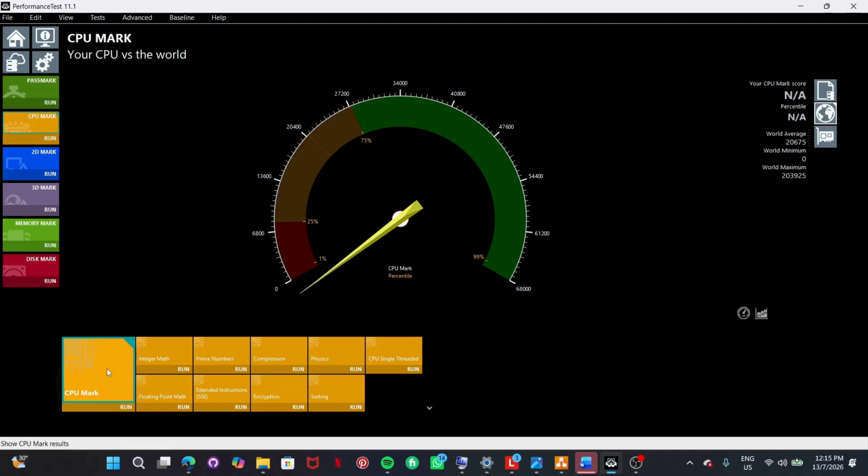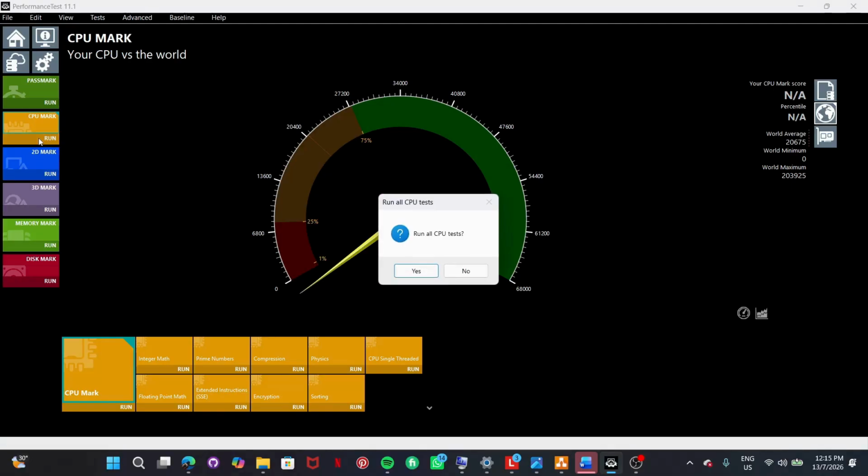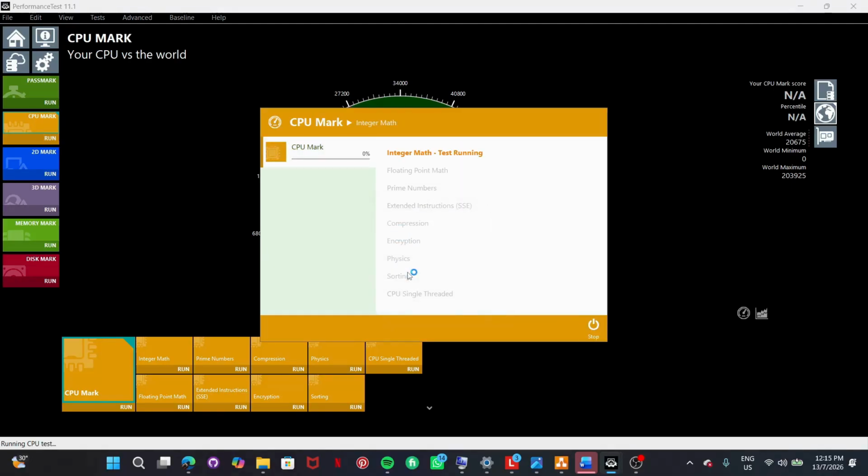The integer math benchmark evaluates how efficiently the computer performs arithmetic and logical operations. These operations are handled mainly by the arithmetic logic unit, or ALU. The floating point benchmark measures the performance of the floating point unit, or FPU. Floating point calculations are more complex because they involve decimal values, exponent alignment, normalization, and rounding. These operations are widely used in scientific applications, engineering software, graphics rendering, and machine learning.